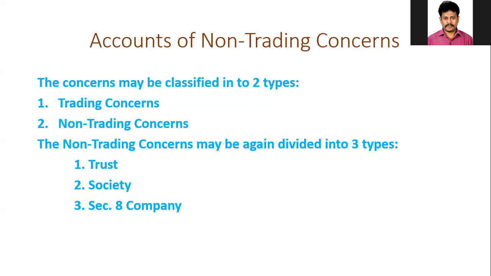The non-trading concerns may be classified into three types: trust, society, and Section 8 companies. The main objective of a Section 8 company is also to render services to the society.